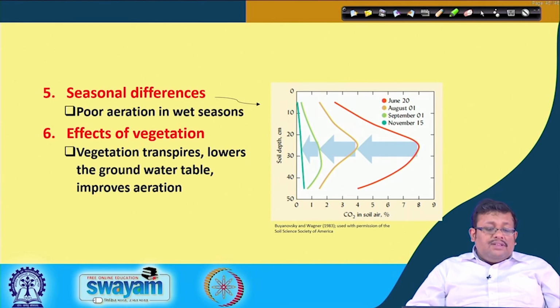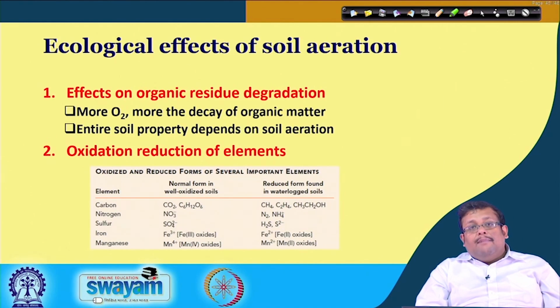Effect of vegetation: vegetation transpires through the stomata and lowers the groundwater table, and as a result of this transpiration it improves aeration, because they are removing water from the soil, creating more pore spaces which can be occupied by air.